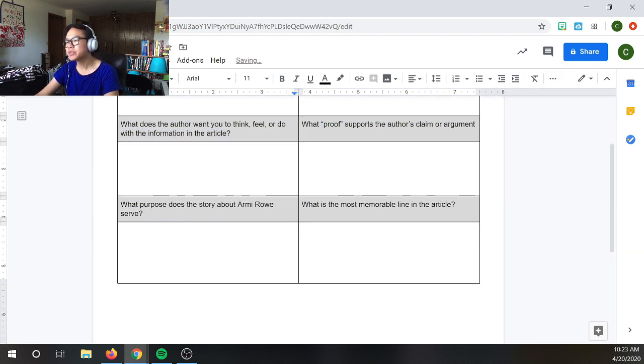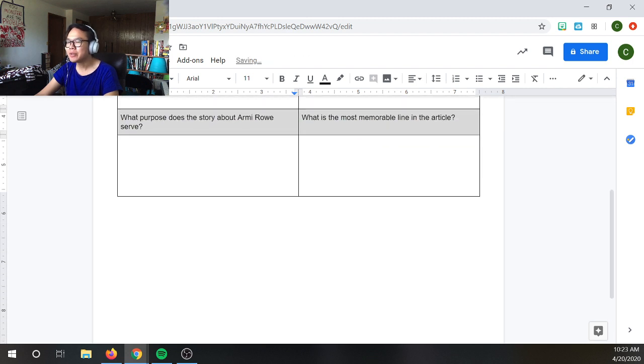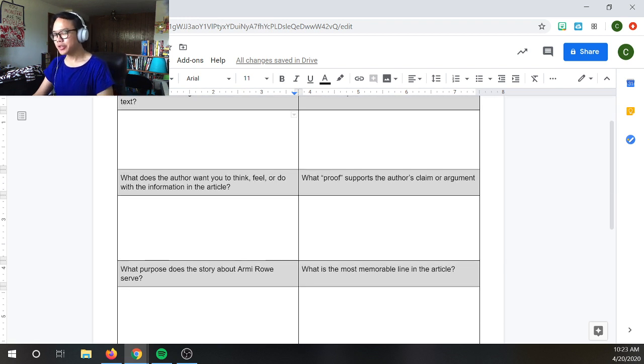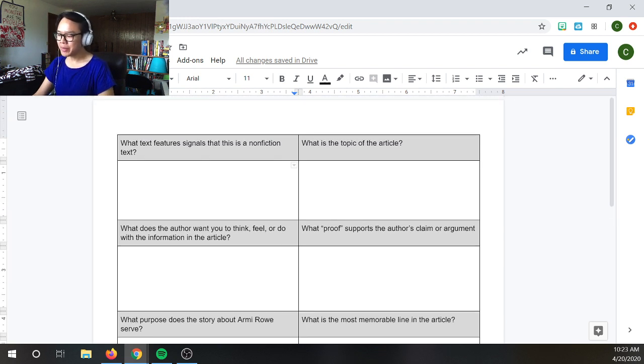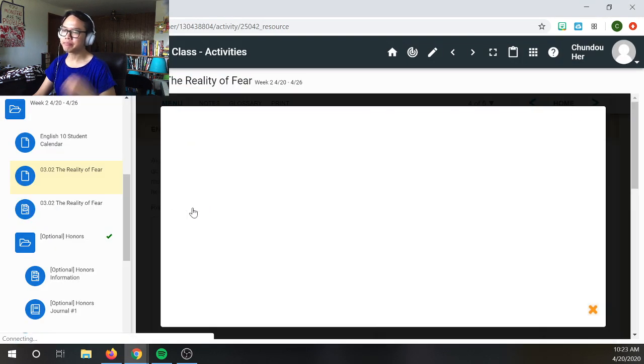So you see right there, I just made myself a graphic organizer, super fast, super easy. You'd be surprised how helpful graphic organizers can be and also how fast you can make one. So these are the questions that this assignment wants me to take notes on throughout it. So let's go ahead and read.